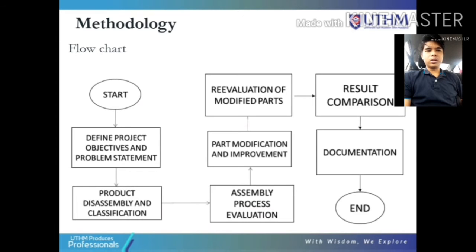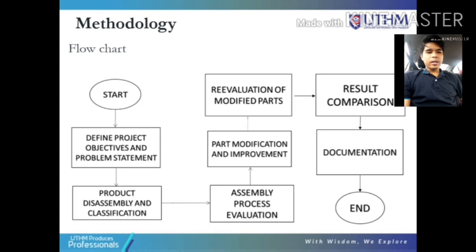First of all, we need to do a table of design for assembly, and then we refer to the table of part insertion difficulties and part handling method. From there we can find the operation cost and operation time of the part, and then we can do an estimation if the part can be improved or modified.